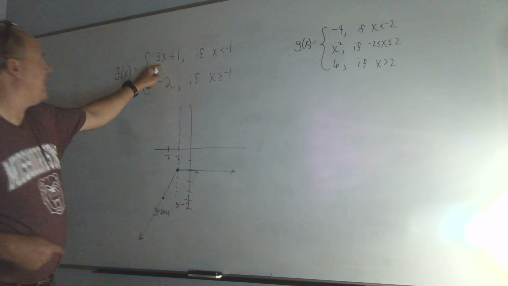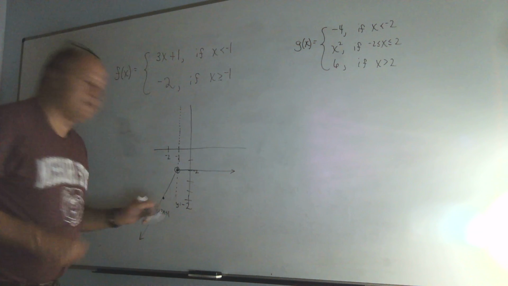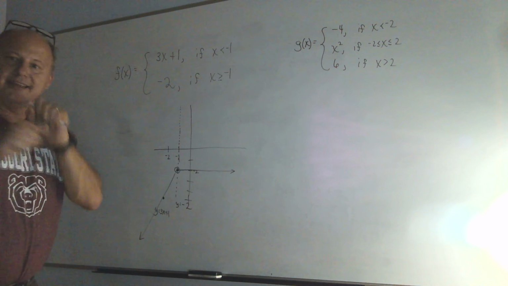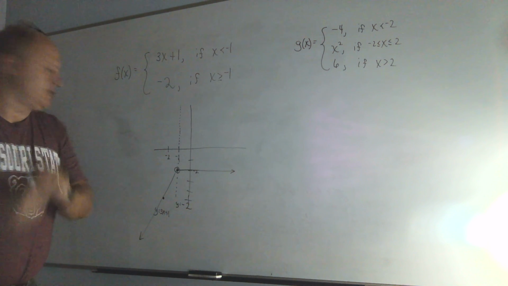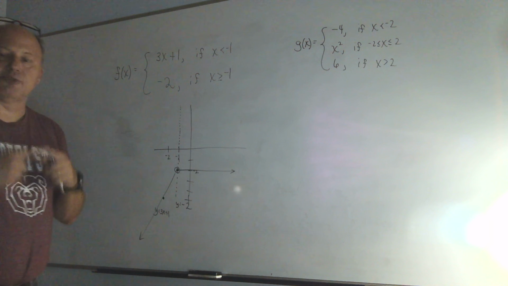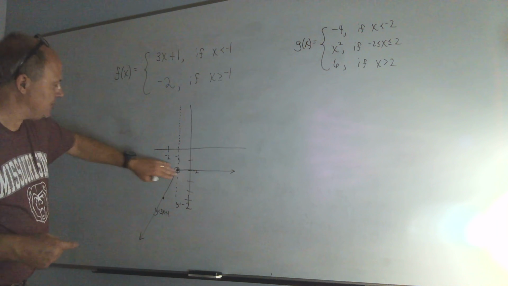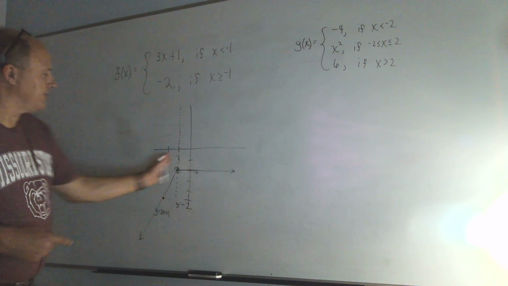And then the line y equals 3x plus 1 doesn't include the point, so it's a hollow point. But as everybody knows, if you fill in a hollow point with a solid point, it becomes solid. So this is what it looks like. There are multiple pieces here, and they just join. So on the left side, it's y equals 3x plus 1, and on the other side, y equals -2.